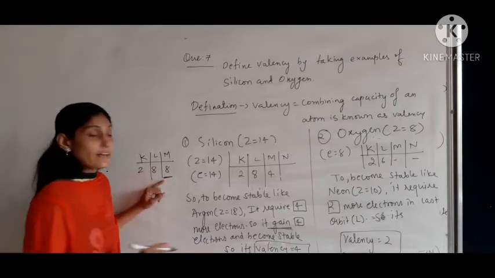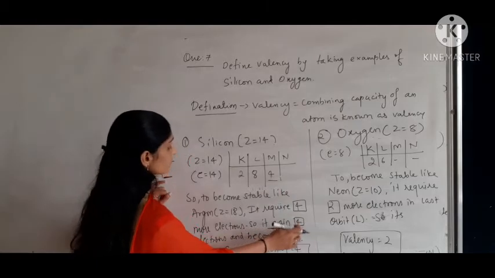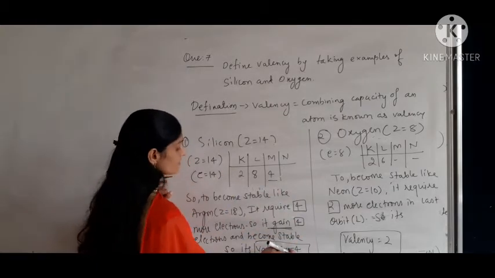उसे 8 इलेक्ट्रॉन बनाने हैं तो उसको more it require more 4 electrons. It gain 4 electrons. So valency of silicon is 4.